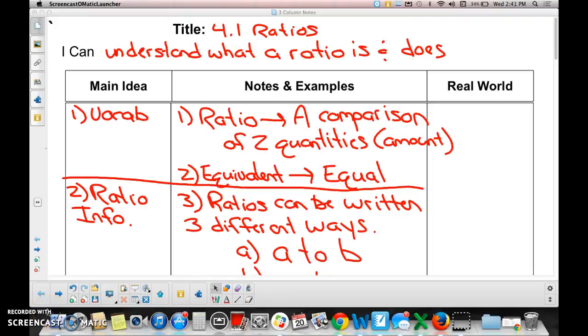What are we doing today? Riley: 4.1 ratio. Trevor, what can you now do? I can understand what a ratio is and what it does. You can understand what a ratio is and what it does. And what is a ratio, Briggs?